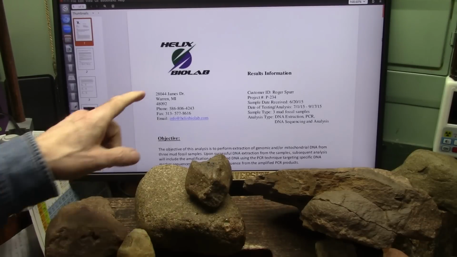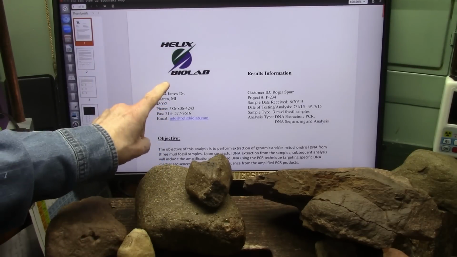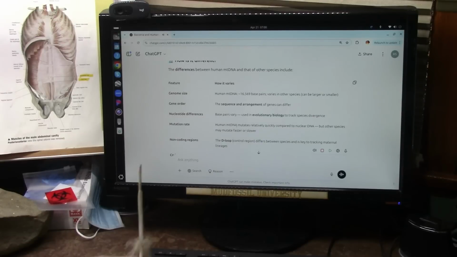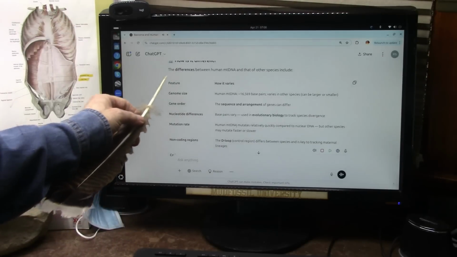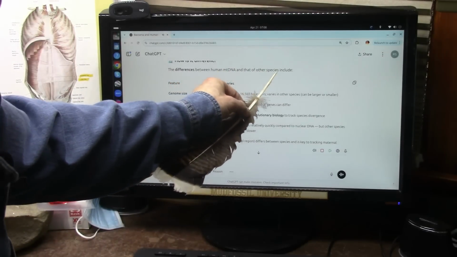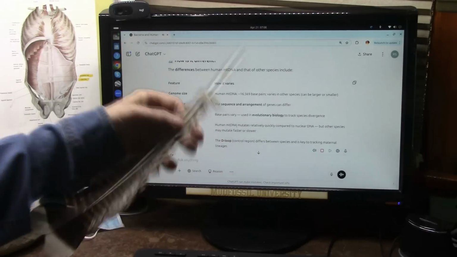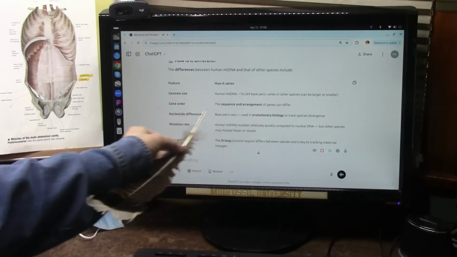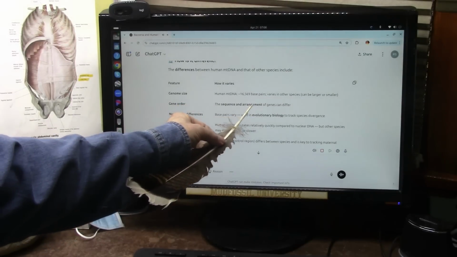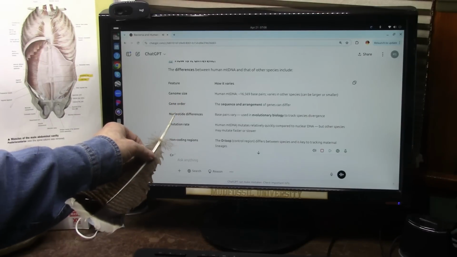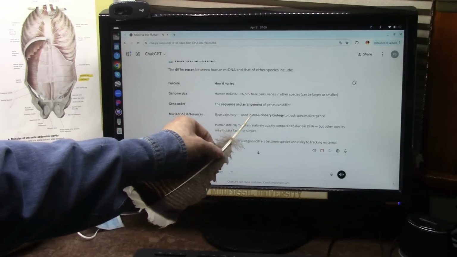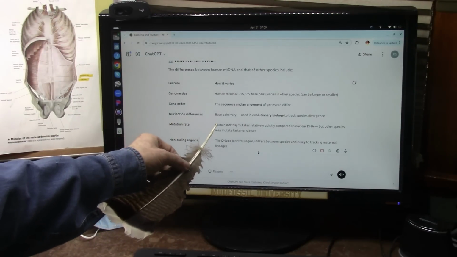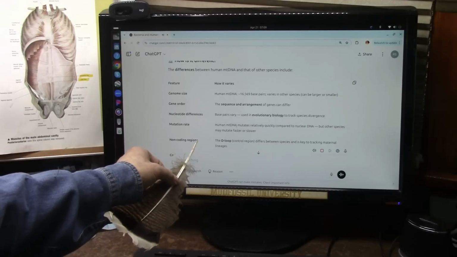Okay, my friends, the DNA work was done by Helix Biolab. Magnificent work. All right, here's the deal with DNA. The difference between human DNA and that of other species includes how it varies: the genome size, human mitochondrial DNA, the gene order, which is the sequence and arrangement of the genes, nucleotide differences, the base pairs, to track the evolutionary biology, the mutation rate, and the non-coding regions.